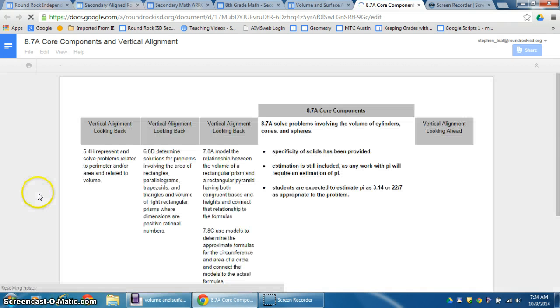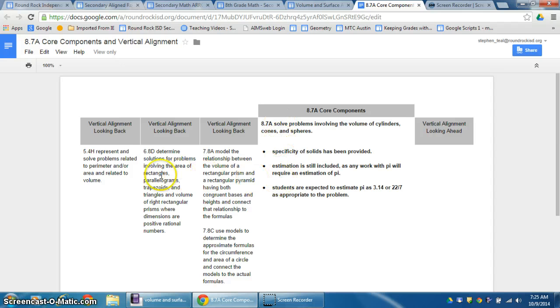When you click on that, you'll go to a page that will show you the core components for the TEK, as well as the vertical alignment. In almost all of the ones I've looked at, there is a looking back alignment to show you how this concept has been developed over the last at least 3 years. And in many of them, there is a looking ahead just to show you what the information you are teaching ties into. Let's first look at the TEK itself and some nuances about how it's phrased.